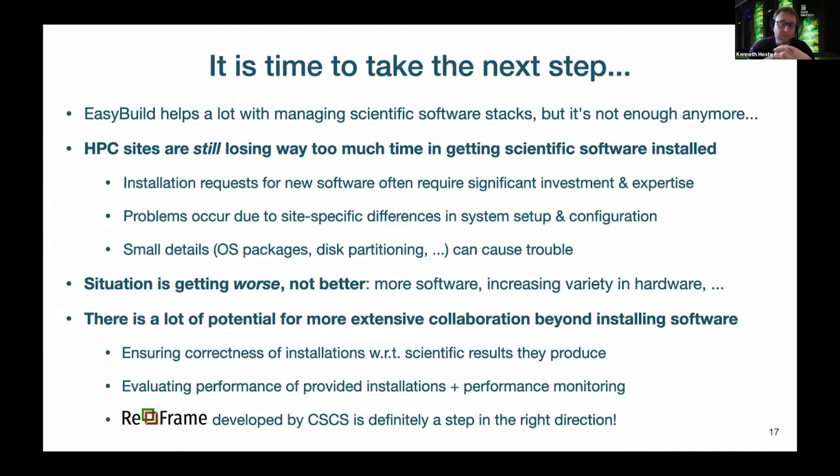And often whenever people run into trouble with EasyBuild, so failing installations, it's usually due to small differences in their system configuration, in their setup. Sometimes trivial things like the partitioning, how big /tmp is, for example, or how much memory they have in the system can have an effect on whether installations work or not. And this situation is actually getting worse. So there's more software, there's increasing variety in hardware. This is all not helping, of course.